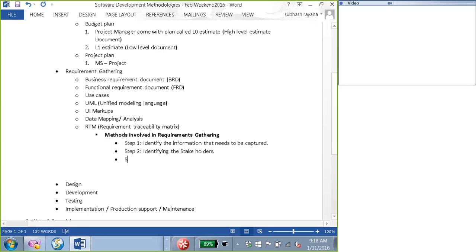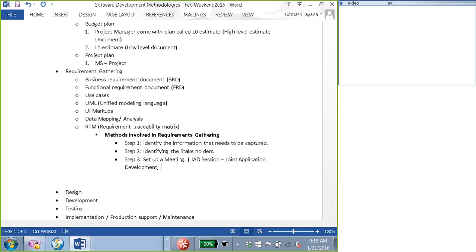All right. Step 3. Step 3 is to set up a meeting. Right? Now, what kind of meetings are you going to set up, and how are you going to set up these meetings? Right? So there could be different types of meetings. It could be a JAD session. JAD session stands for Joint Application Development. Joint Application Development Session.